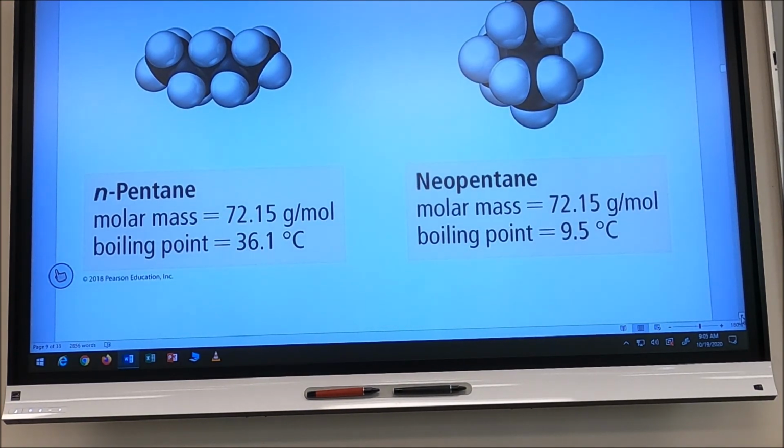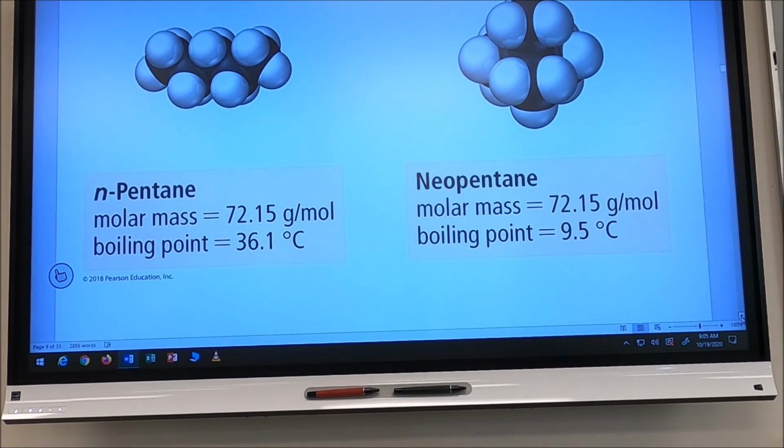Now here we have N-pentane and neopentane. Don't worry about the name so much. They are the same formula molecule. They contain the same number of carbons, 5, the same number of hydrogens, 12. Okay? They have identical molar masses, and that's why. But notice that they have wildly different boiling points.